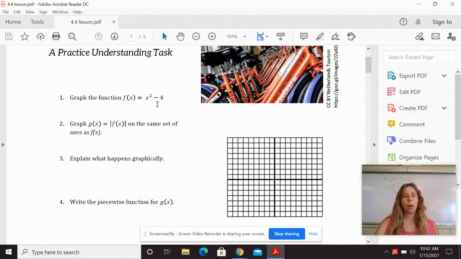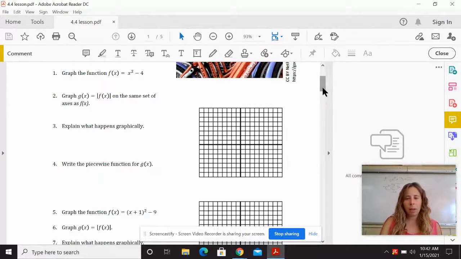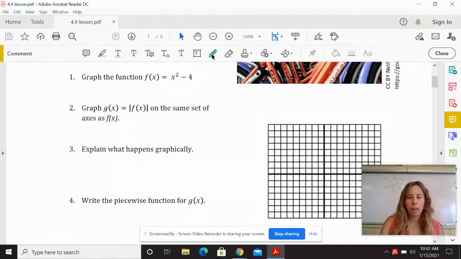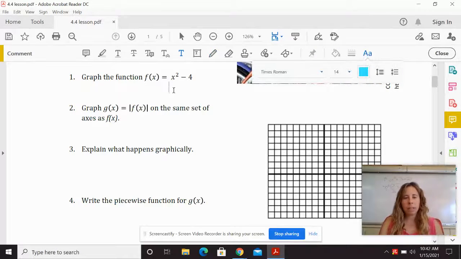X squared minus 4. So you're going to be graphing a parabola. This should be a review from chapter 2. I'll graph it on here real quick. It's a normal parabola, except it's vertically translated down 4. So the vertex didn't move left or right at all, so it's 0, and then it's down 4, so 0, negative 4. So that's your vertex. Start out by graphing your vertex.